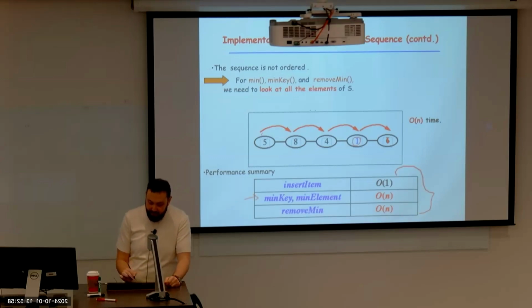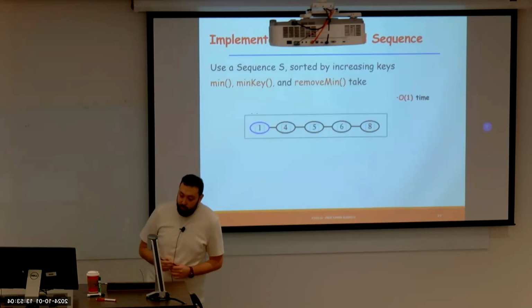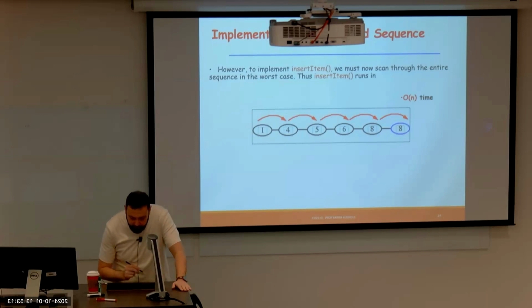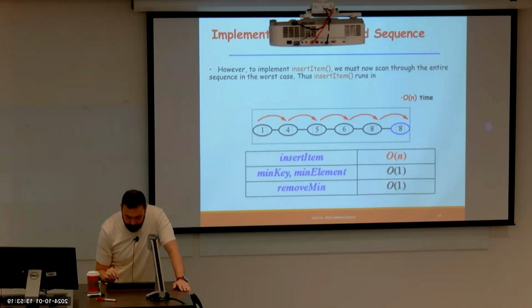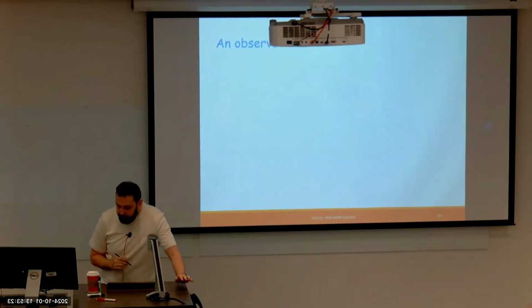So this is the conclusion for me. Whenever I want to search for min key, min element, or remove min, it's O of n, but inserting is O of 1. Then we're going to move to the sorted sequence. It's going to be what? O of 1 to remove, sorry. And the sorted, to insert is O of n, and then to remove is O of 1. Okay? Very good. Now, an observation.